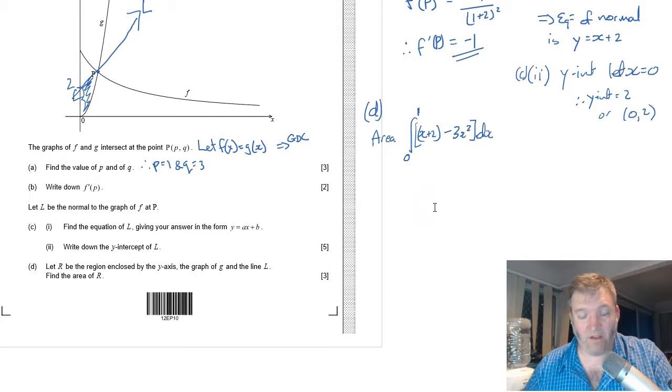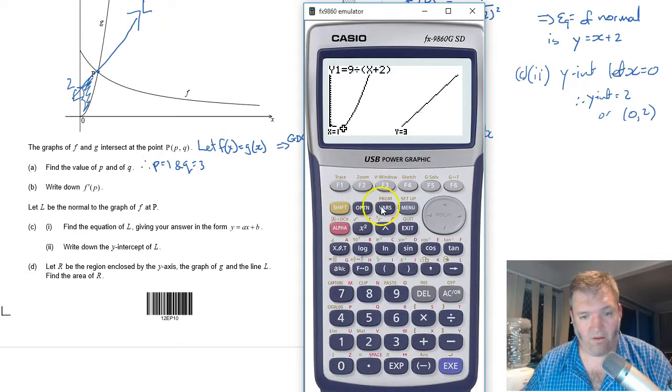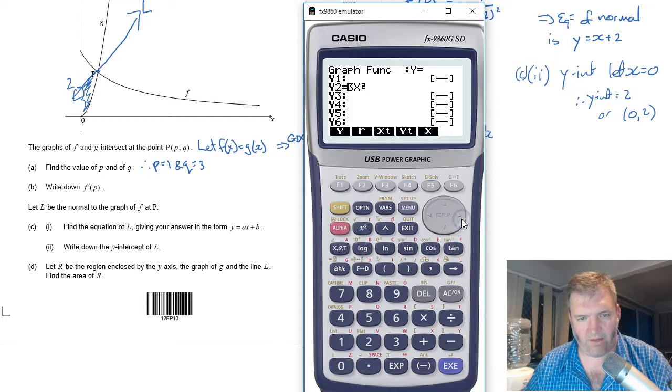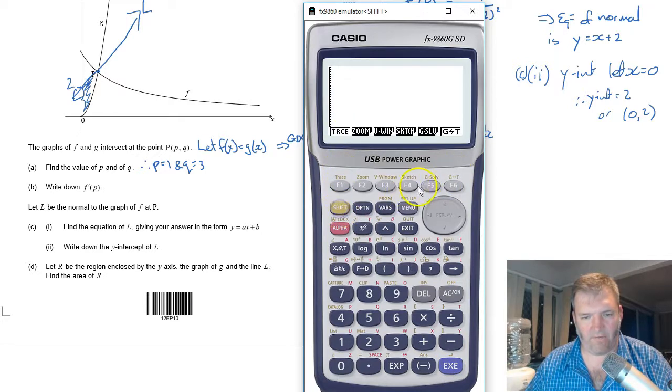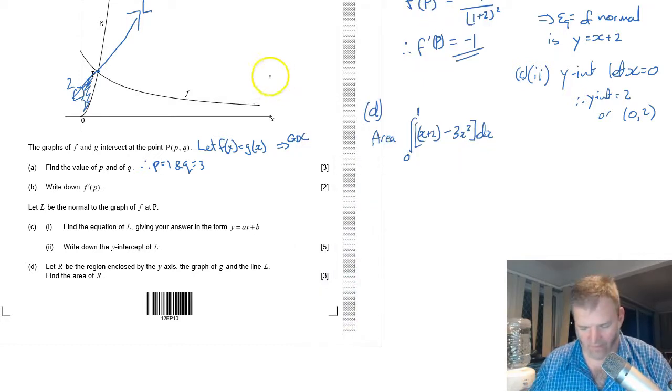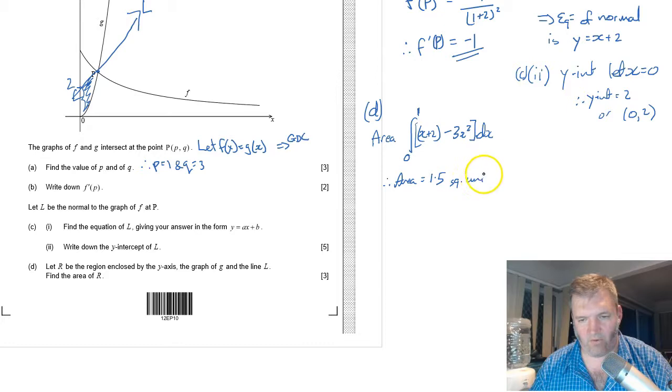So this now becomes a little bit of fun. You can actually do this on your calculator. It's a calculator question. Let's exit out of that. I'm going to get rid of that first equation. Second one I'm happy enough to keep, but I'm going to enter something before that. I'm going to have bracket x plus 2, minus 3x squared. I can enter that. Shift G-solve. We want to find the integral from x equals 0 as my lower bound, and my upper bound is x equals 1. And there you've got it. The area equals 1.5. Area equals 1.5 square units, or units squared, however you want to write it.